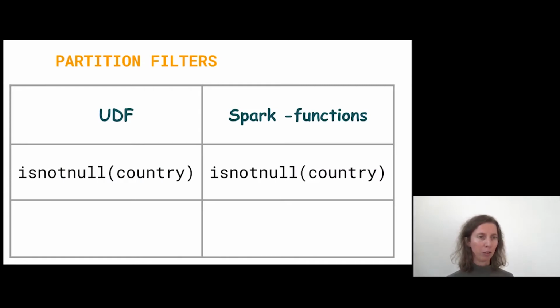In the partition filters of the physical plans, we find the is not null filters, but in the partition filters of Spark functions, we also find a specific country filter. And as you remember, we partitioned our data by country. Thus, Spark will be able to grab the whole partition without the need to scan the disk or do additional logic.